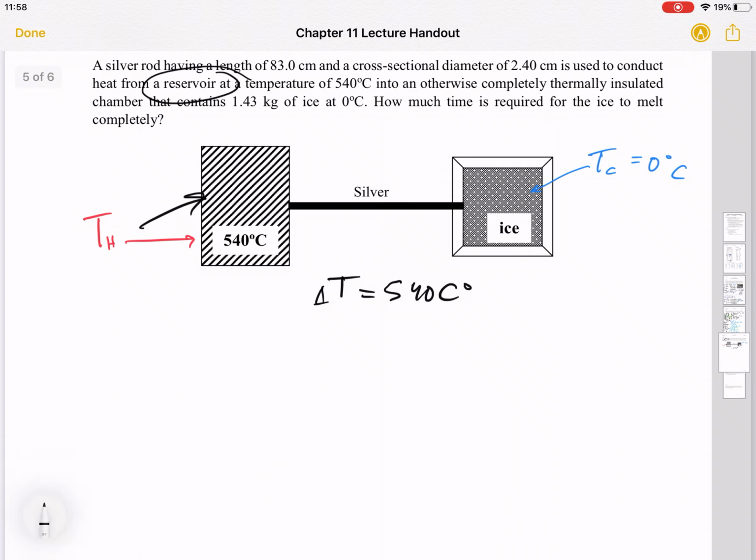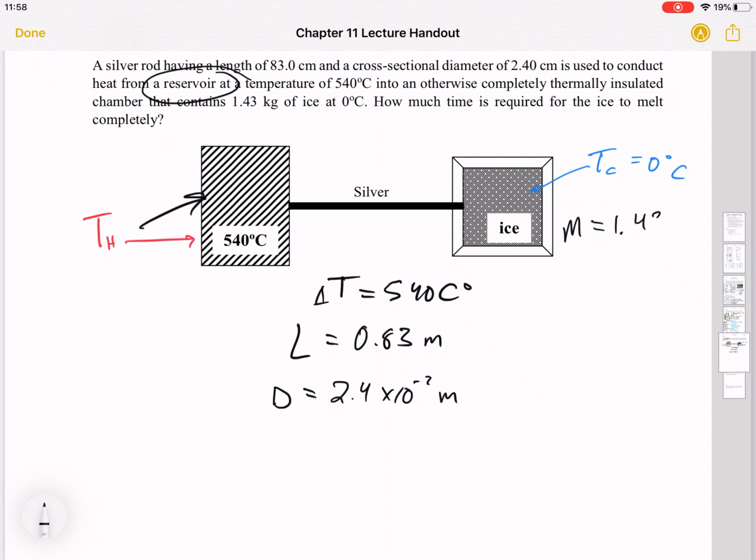What else do I have? The length of this rod is 83 centimeters, so let's convert it as we go. That's 0.83 meters. And we have a diameter. The diameter of this rod is 2.4 centimeters, so 2.4 times 10 to the minus 2 meters. And the question is, how long does it take to melt this ice? 1.43 kilograms of ice. The question is, what is delta little t?